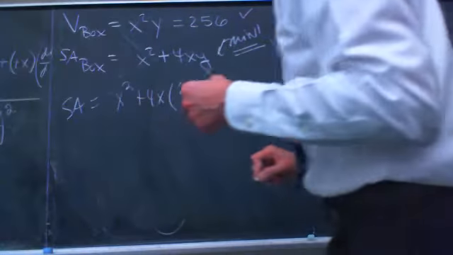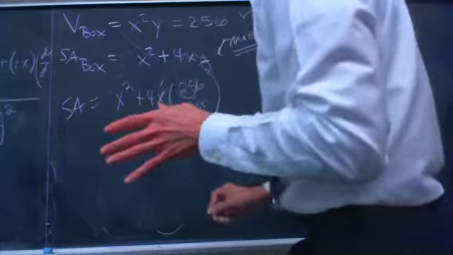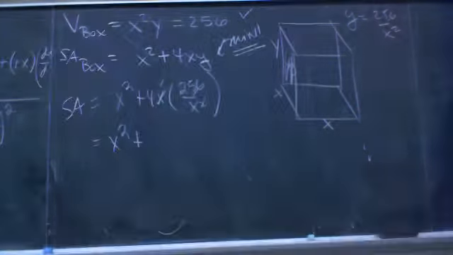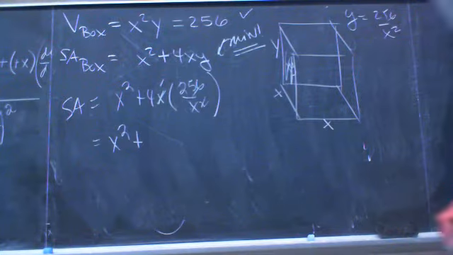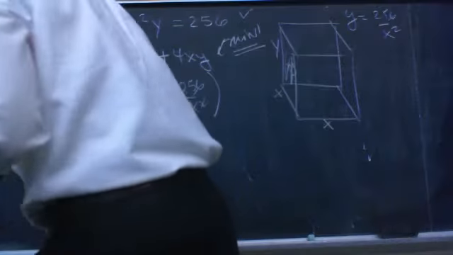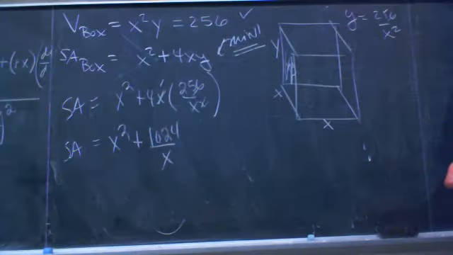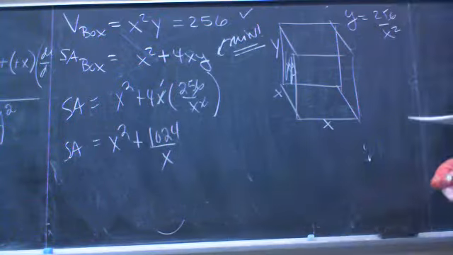And you can call it whatever you want. SA, that's surface area. Reduce it. This becomes a 1, that becomes an x. So we get x squared plus, and you can use your calculators, 4 times 256 is 1,024 over what? But this is the one I'm going to minimize, which means that's the one I have to take the what of? The derivative.